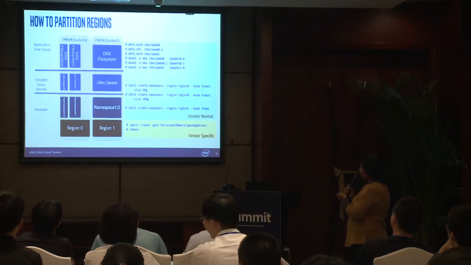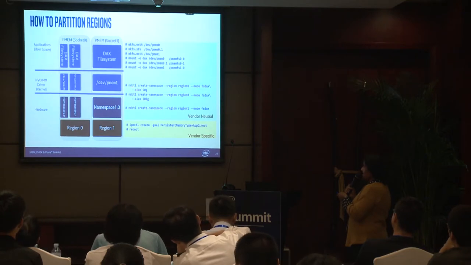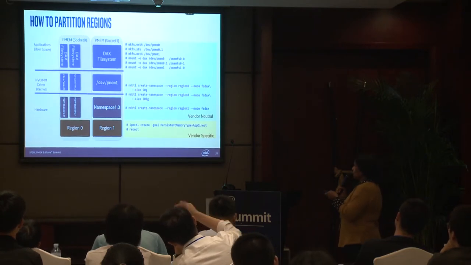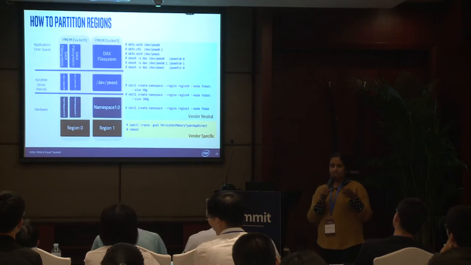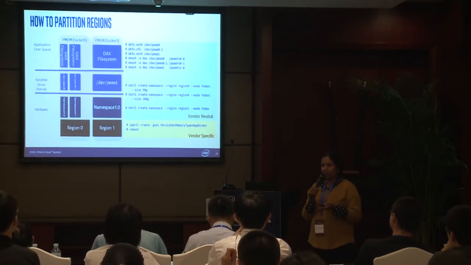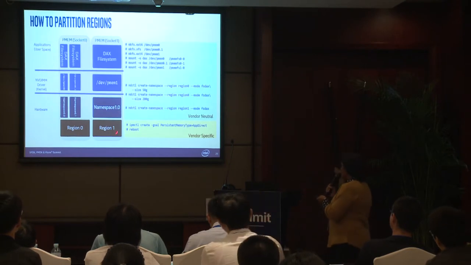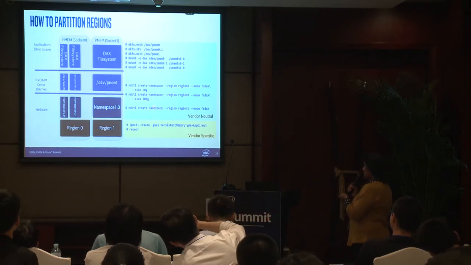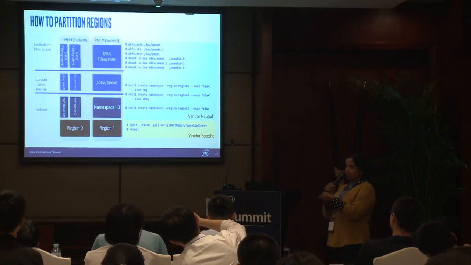And here we use the parameter size. So we're saying, I want to create a namespace of size 50 gig. I don't want too much, my application doesn't really need a lot of capacity. So then you can create something with a different size. So the size parameter is what I'm showing here.